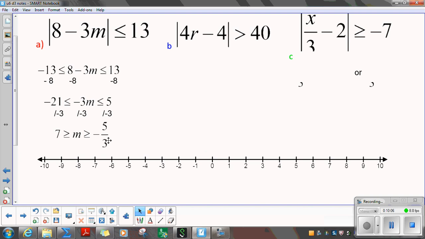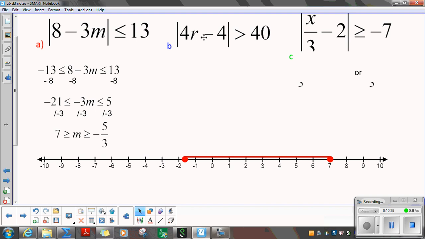Okay? So to go ahead and do that, 7 is right here, and it's a closed circle. Negative 5/3 is around close to 2, so I put it right there. And it's an and statement, so I connect them.